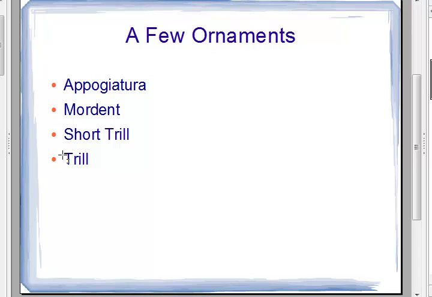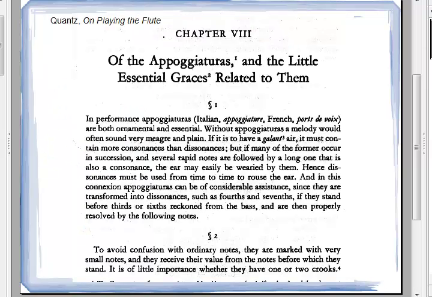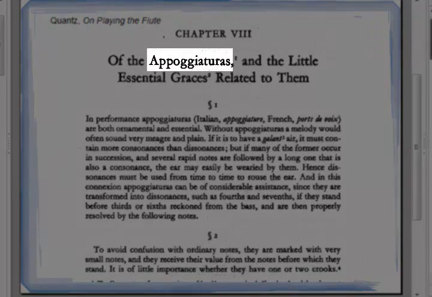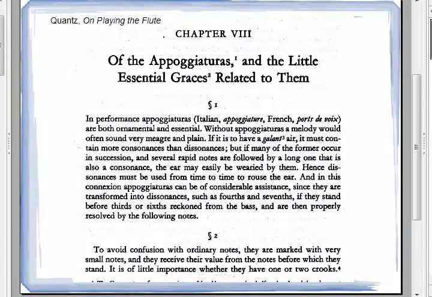I'm going to highlight in this video 4 of the ornaments: the Appoggiatura, the Mordent, the short trill, and the Trill. Of all the ornaments in Baroque music, and indeed extending into classical music, the Appoggiatura is the most important. It's the most important in terms of frequency. You'll find Appoggiaturas used to approach trills and turns. You also find Appoggiaturas on their own.